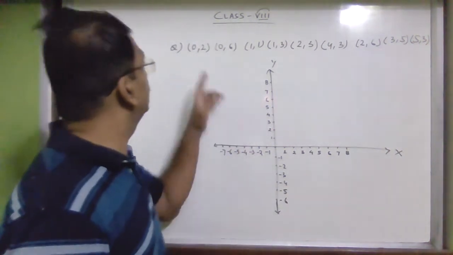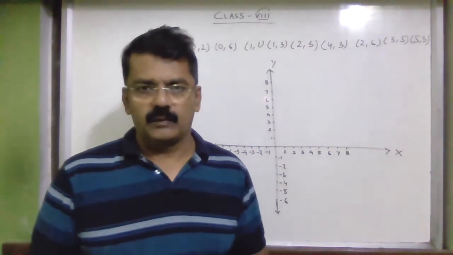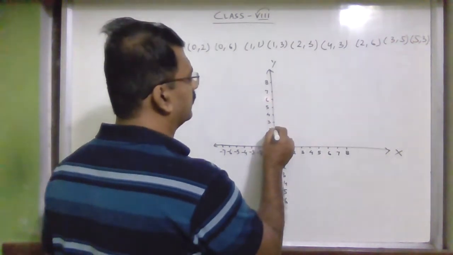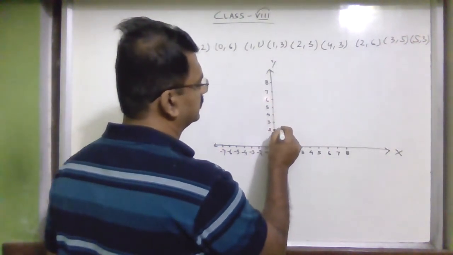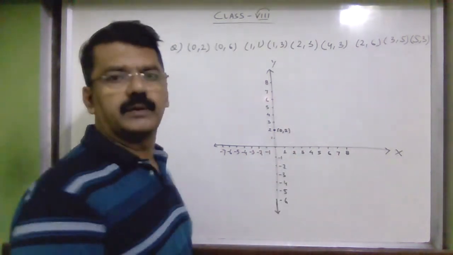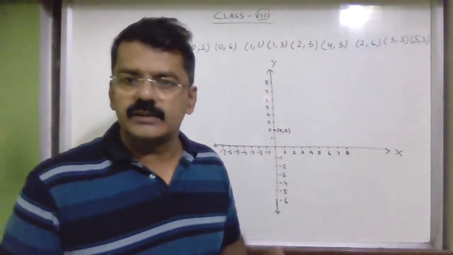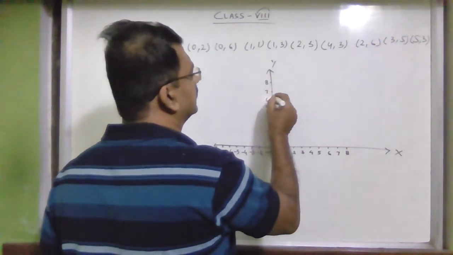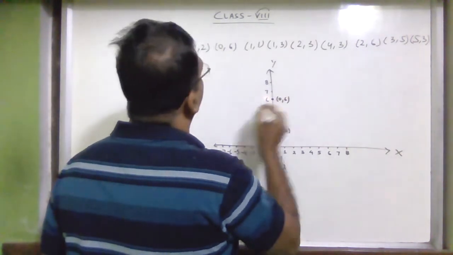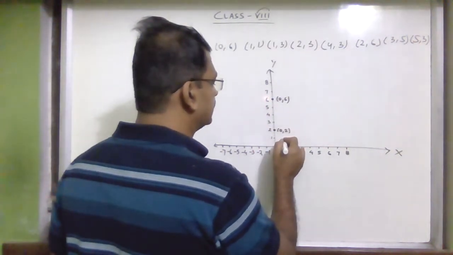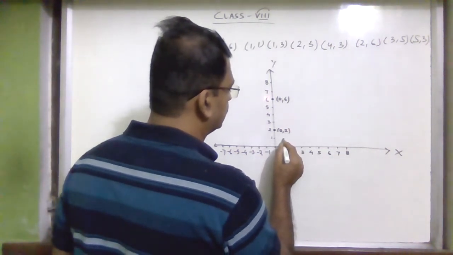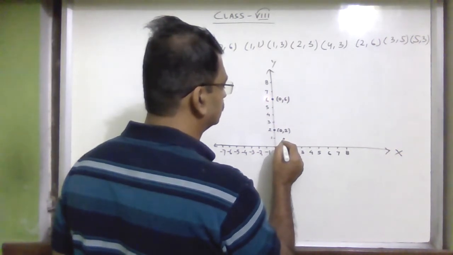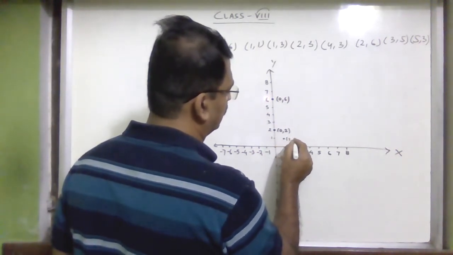Now the first point is (0,2). As the x coordinate is 0, it must lie on the y-axis. So (0,2) is here. This point is (0,2), because the x coordinate is 0 and y coordinate is 2. Then (0,6). So this point is (0,6). Then (1,1). So this point is (1,1).